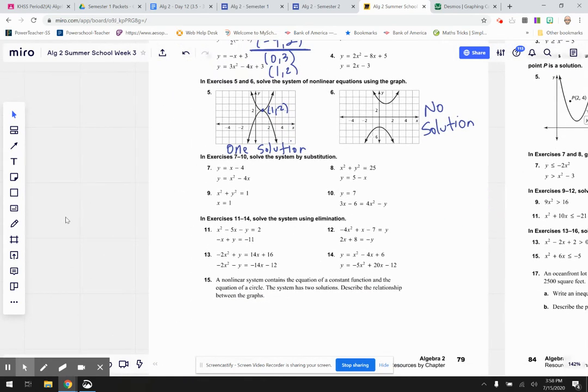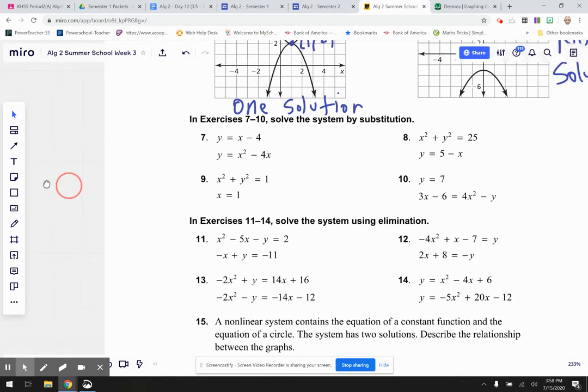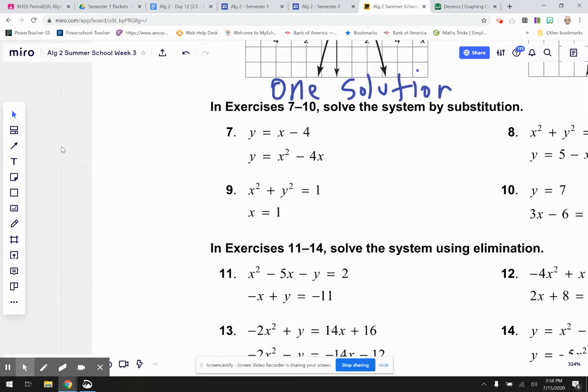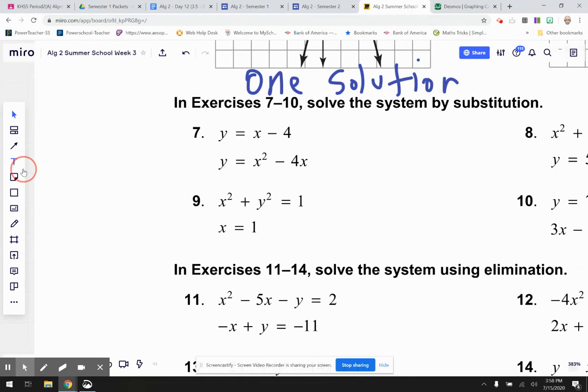Okay, moving down to 7 through 10. So let's do 7 and 9 here, because 7 and 8 are similar, and 9 and 10, we might do 7 and 8 and 9. Okay, so we want to solve by substituting. So what that means is you see they already have y by itself. Y here is equal to x minus 4, so let's take that x minus 4 and plug it in for y.